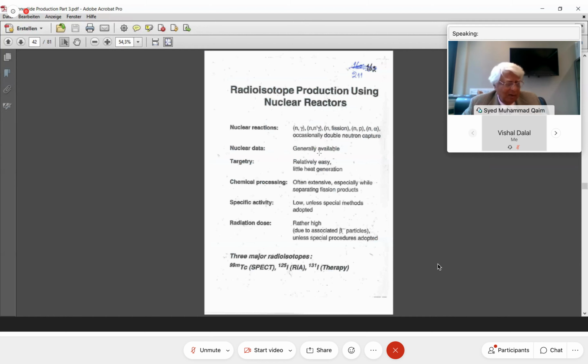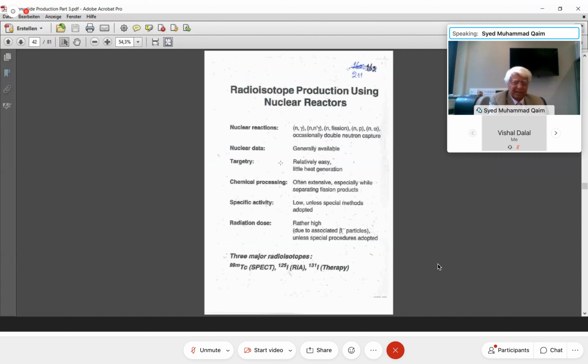The same knowledge on cross-section data is useful for isotope production. Research has not been done specifically for isotope production; the data were there, so one could make use of them. About target preparation, we have seen this is relatively easy. You take the material, put it in a quartz tube, seal it, put it in an aluminum capsule, and then irradiation is done. The reason is the heat generation is not much.